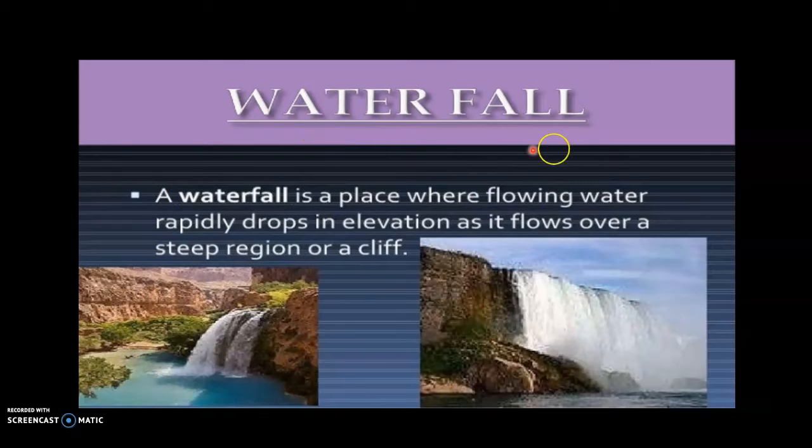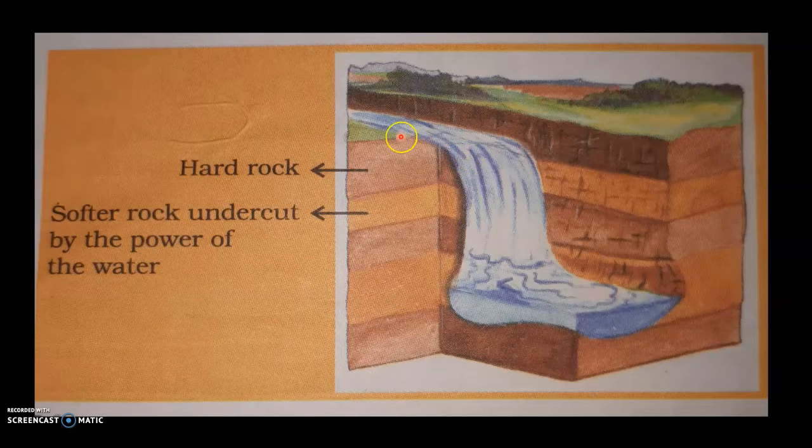Next one is waterfall. A waterfall is a place where flowing water rapidly drops in elevation as it flows over a steep region or a cliff. This is the picture of waterfall. When the river tumbles at steep angle over very hard rocks or down a steep valley side, it forms a waterfall. So in this picture, this area is known as hard rock area. Then the softer rock undercut by the power of water is here.